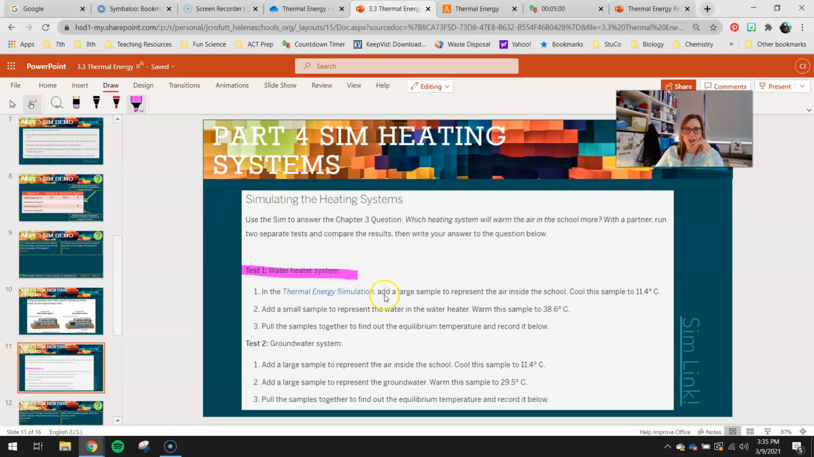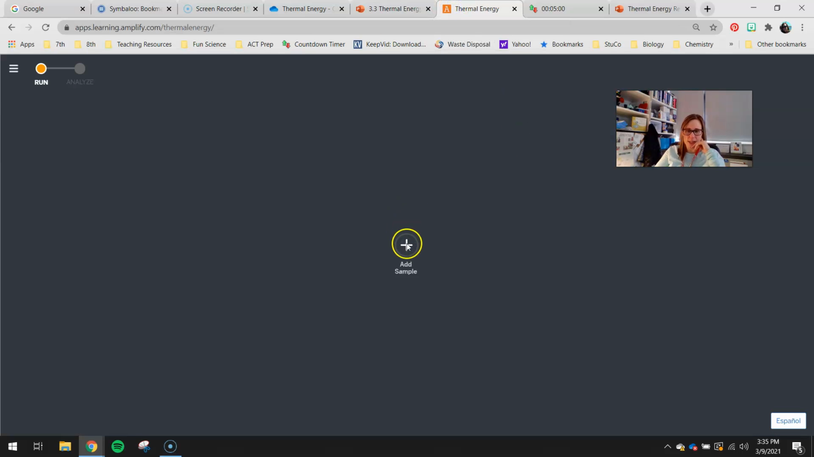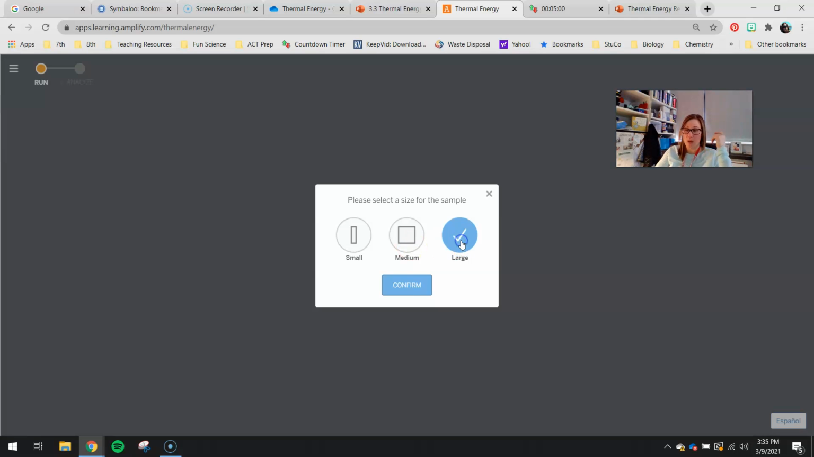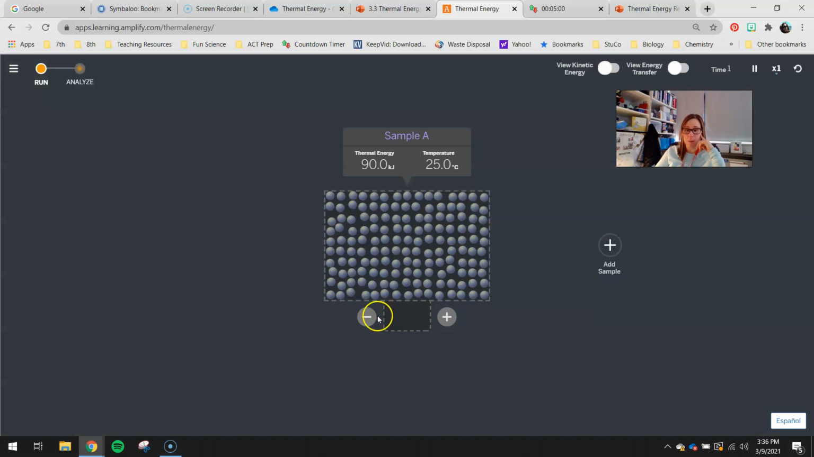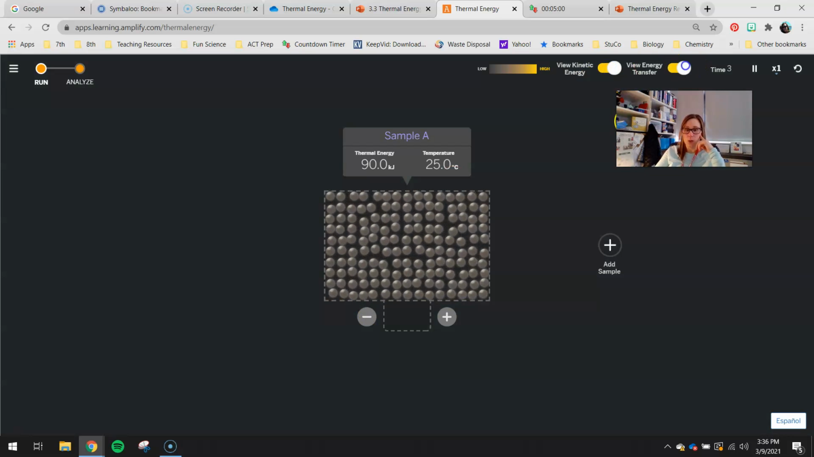Okay, so in the thermal energy sim, add a large sample to represent the air inside of the school. Cool this sample to 11.4. So our air inside of the school, that's a lot of air, and we're going to assume it's about as cold as it was outside. So large sample, and again, we're going to cool it to 11.4. That's pretty close to the outside air temperature. So there we are at 11.4.